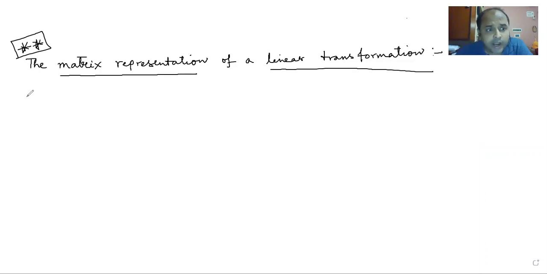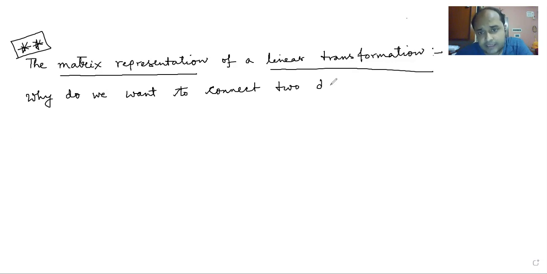Question is, why do we want to connect? Why do we want to connect two different things? That has to be two different things. That has to be clear to you. Why suddenly we want to connect a concept of something with a concept of another?